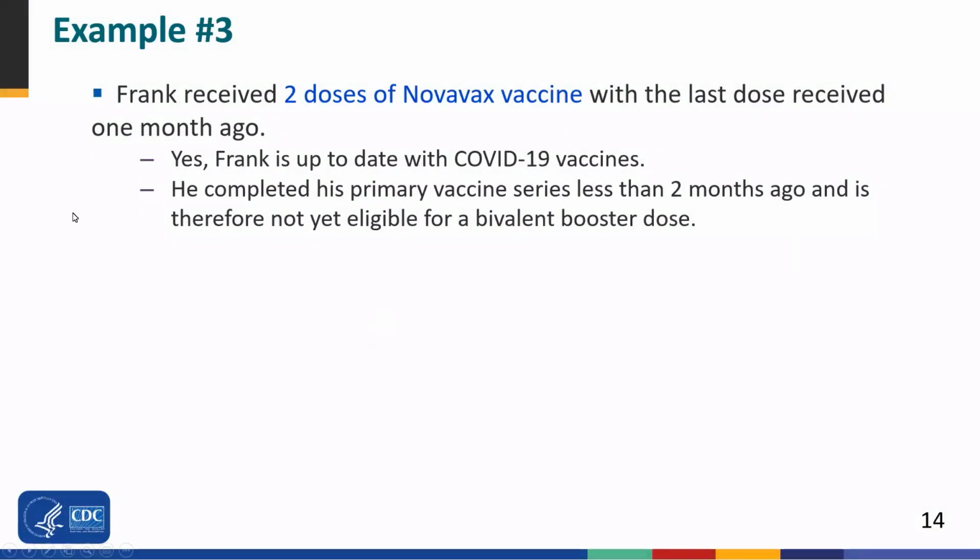The example on this slide pertains to the new Novavax COVID-19 vaccine. Frank received 2 doses of the Novavax vaccine. He received the second dose 1 month ago. Is Frank up to date? Frank would be considered up to date. This is because he completed his primary series less than 2 months ago and is therefore not yet eligible for an updated bivalent booster dose.